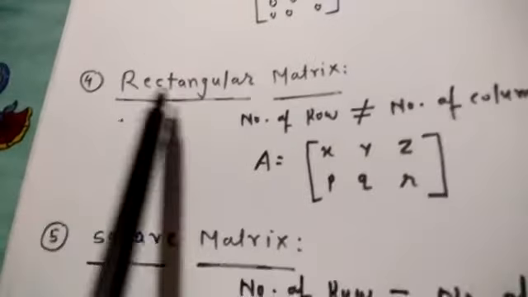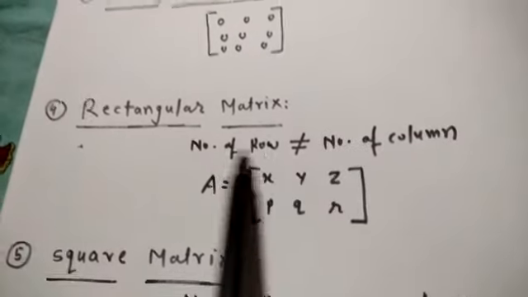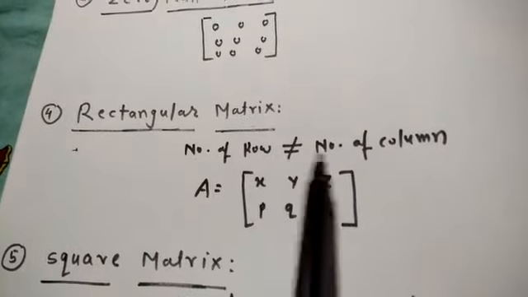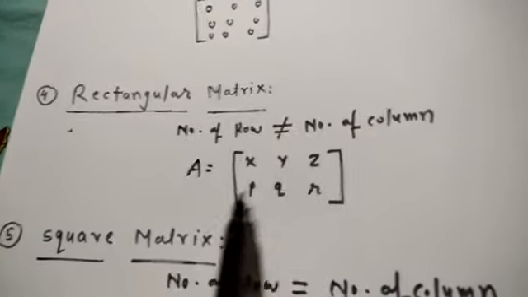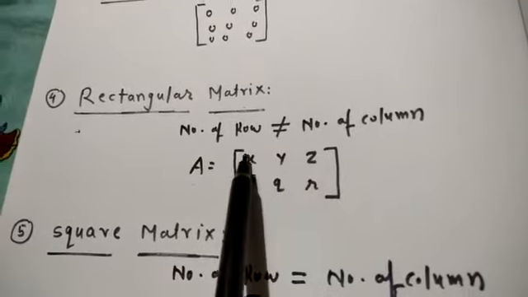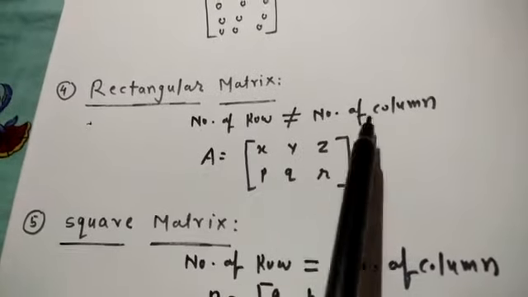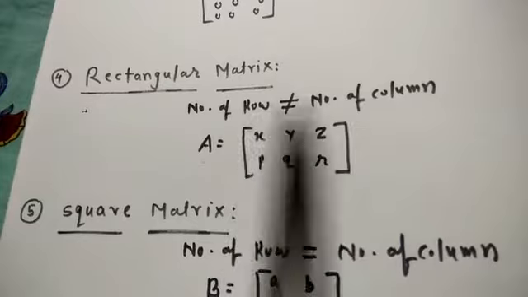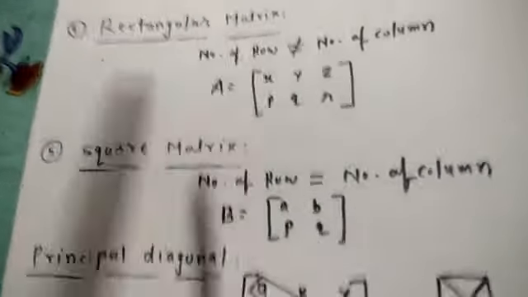Next type is rectangular matrix. The definition of rectangular matrix is number of rows should not be equal to number of columns. The example is A. In this matrix, X, Y, Z, P, Q, R, there are two rows, and 1, 2, 3, there are three columns. Means rows are 2, columns are 3. Means rows not equal to columns. Means it is a rectangular matrix.